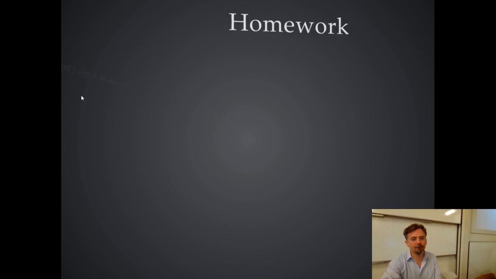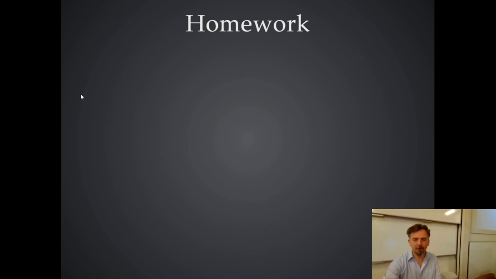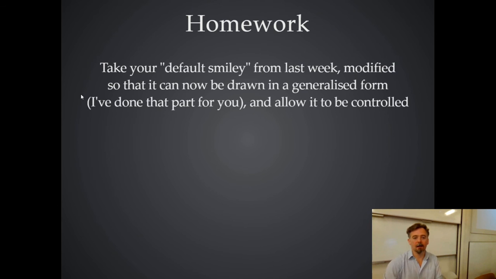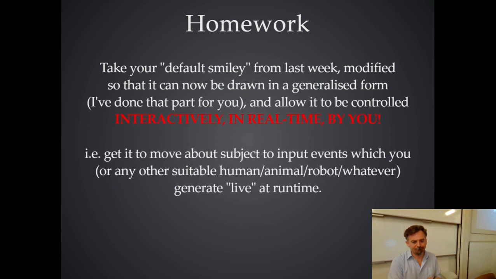Which leads me on to your homework. I've got there quicker than usual. The homework today is to take the default smiley that you just made and modify it so that it becomes a generalized smiley that you can draw anywhere, as per what I just showed you, but also allow it to be controlled by the keyboard and the mouse. So we've now got objects being controlled interactively in real time. It's almost like a game. I know it's not quite a game yet, but we're getting there. So this is a bit more dynamic than what we've seen up till now.